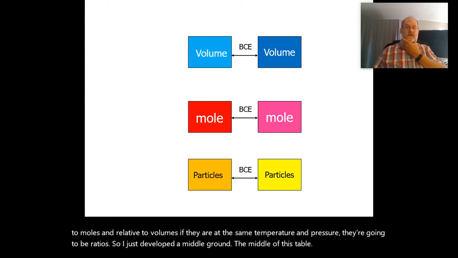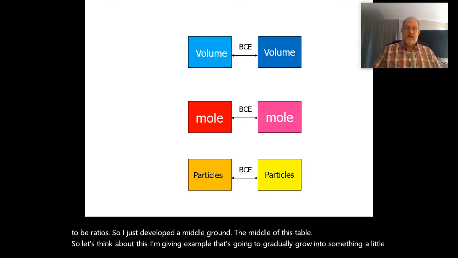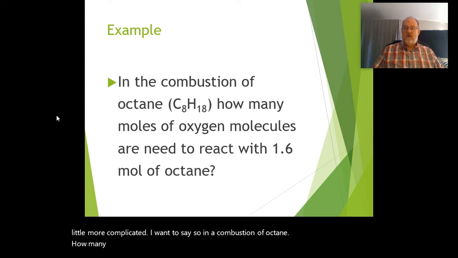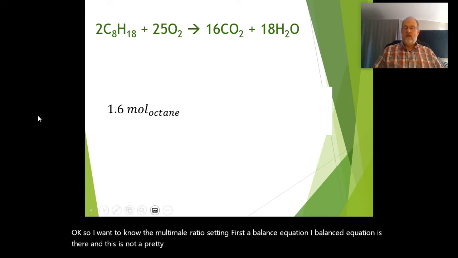So let's think about this. I'm going to give you an example that's going to gradually grow into something a little more complicated. In a combustion of octane, how many moles of oxygen are needed to react with a certain number of moles of octane? Okay, so I want to know the mole-to-mole ratio. So I need first a balanced equation. My balanced equation is there, and it's not a pretty one. It's got really, really ugly coefficients.